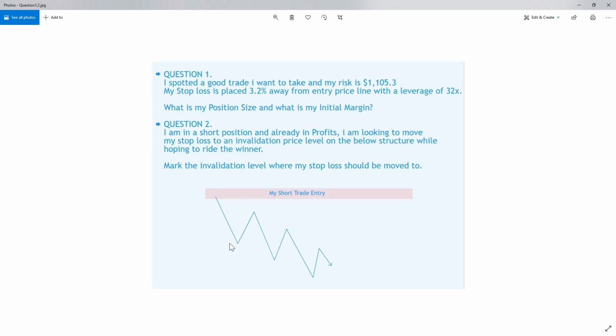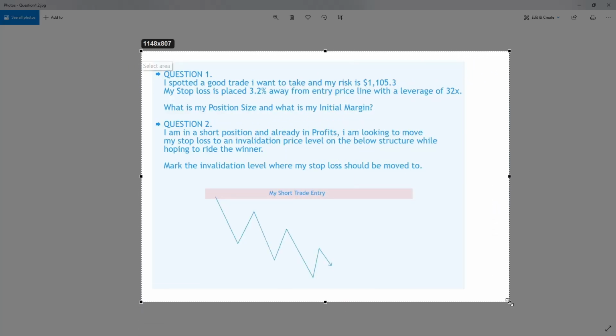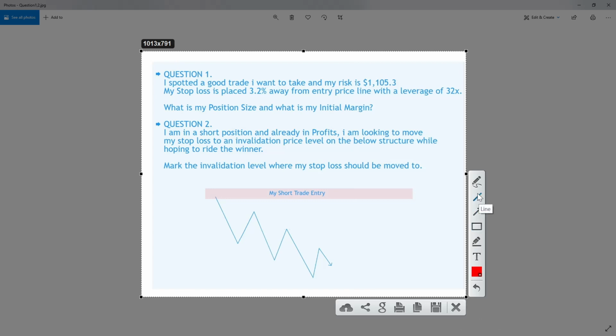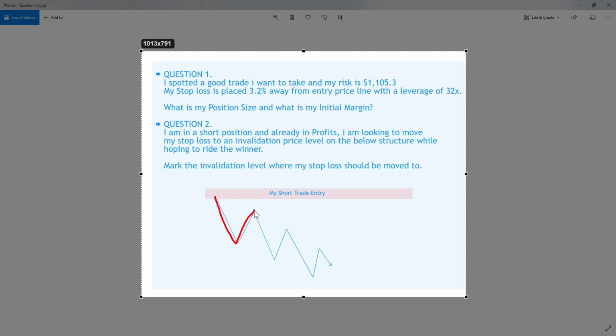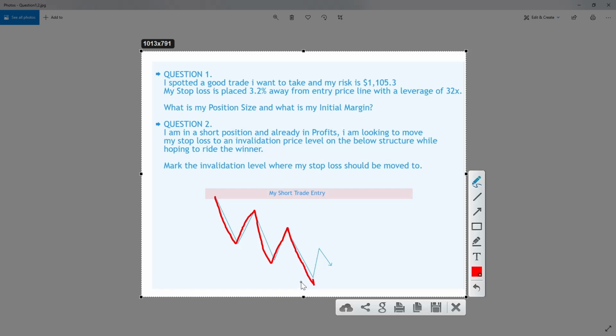Now, where is our invalidation level on this particular structure? Like I said in my previous video, this is a market structure. We have this coming from this high to this low, making a lower high, making a new lower low, another lower high, and a new lower low. Now, this is completely a downtrend. Where is our invalidation level? Our invalidation level is a price line where once price goes above it, then the trend is definitely reversing. Now, we have this lower high as well, and price is currently here.